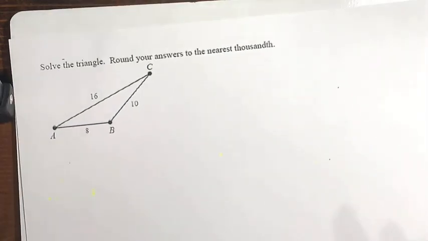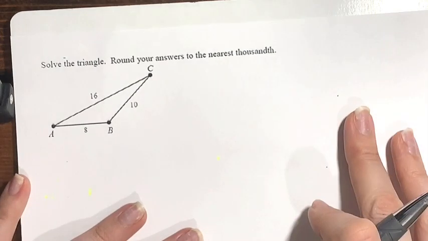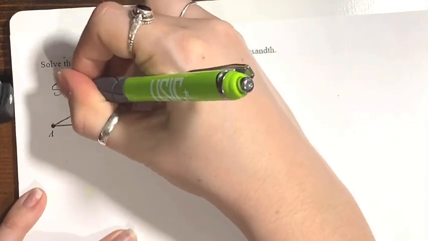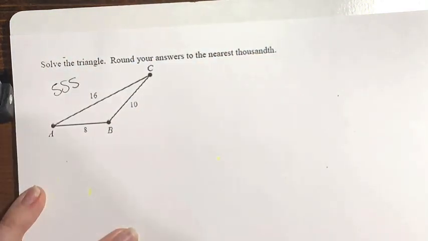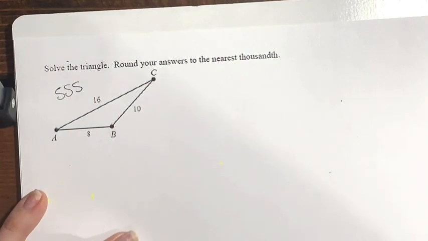Okay, so that was a side angle side. We're just going to do one more. We're going to do a side, side, side triangle, so you guys can see how to do those. So we see we have a side, side, side. I don't have any angles to start with, so I can't do law of sines no matter how much I want to, because I don't have an angle to begin with. So we have to do law of cosines.